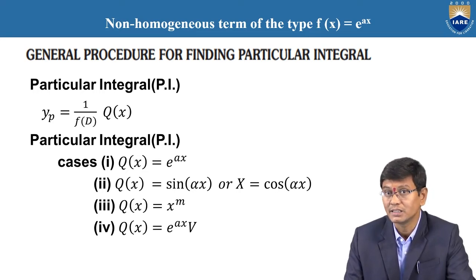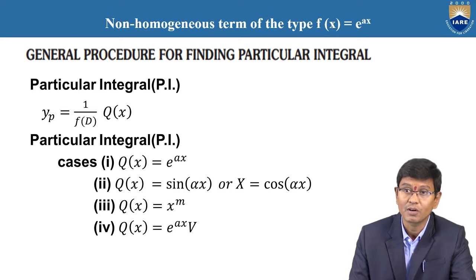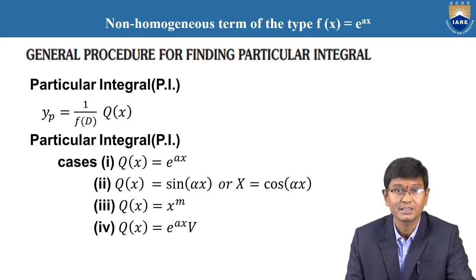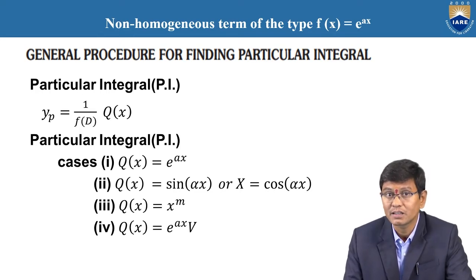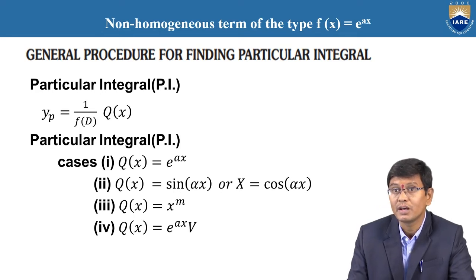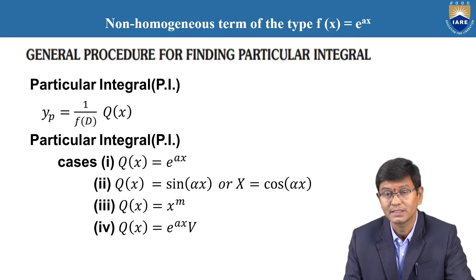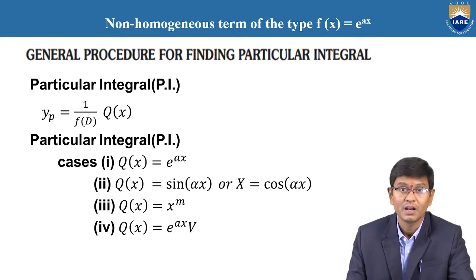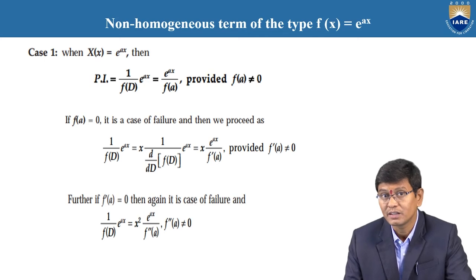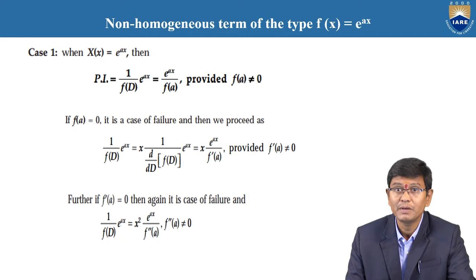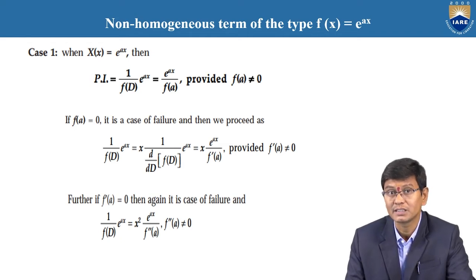Case 1 is where Q is e power ax. The second case is where the equation involves trigonometric functions, that is sin ax or cos ax. Case 3 is where Q is x power m, and case 4 is where Q(x) is e power ax times V, a function of x. Now we will discuss type 1, that is case 1, where Q is equal to e power ax. Sometimes capital X of x is also considered e power ax.